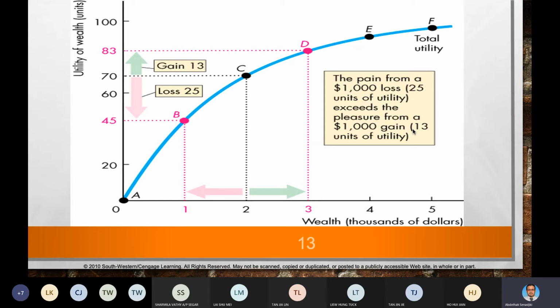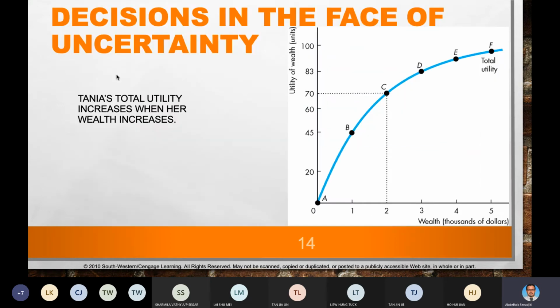So in that case, Tina will be very worried if she is going to lose 1,000. It means that if she chooses the risky or uncertain one, but instead of getting 3,000 or 5,000, she got only 1,000. So she loses 1,000. By losing 1,000, she is losing 25 utility of wealth. By gaining only 1,000, she is gaining only 13 units of utility. So the pain from the loss is greater than the pleasure from the gain.